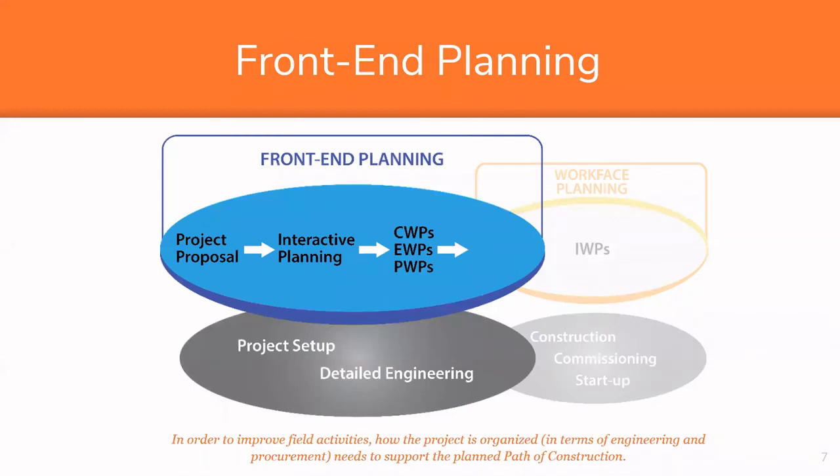These activities, we call them front-end planning. That's basically where we're establishing how are we going to break up the project? Which packages are we going to build? When do we need the engineering? When do we need the procurement? Those front-end planning activities are really critical because they determine the path of construction, in other words, the optimal way that we're going to build the project.